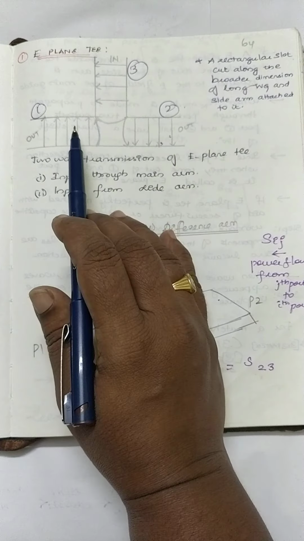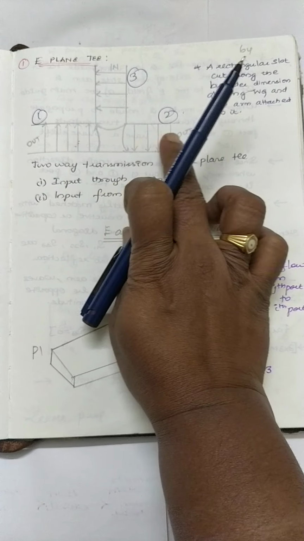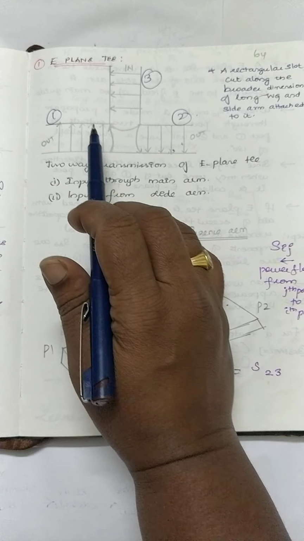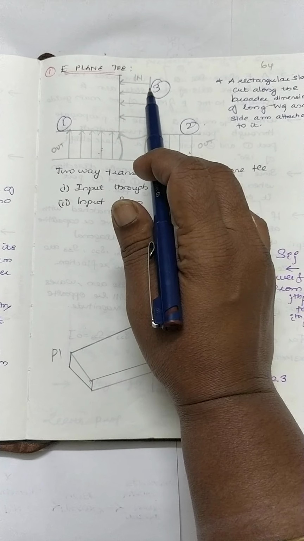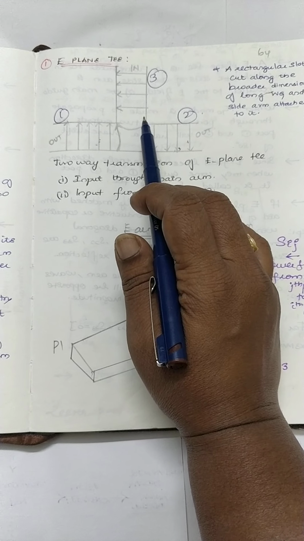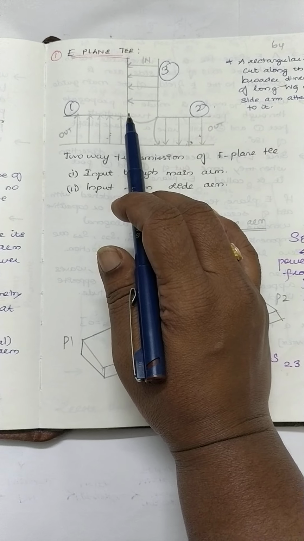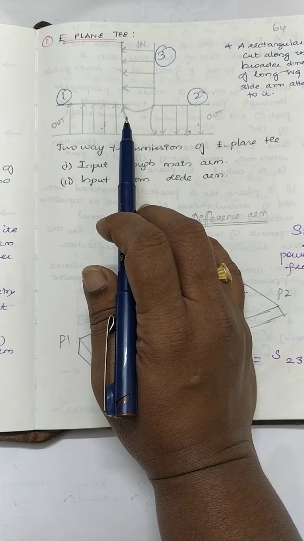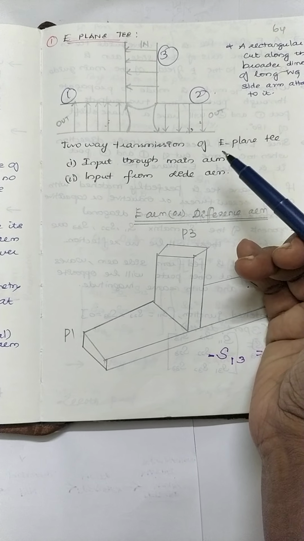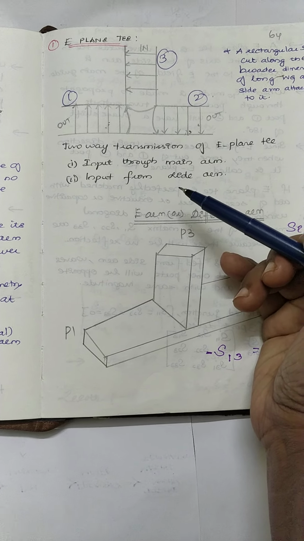Now imagine this is a rectangular waveguide. A rectangular waveguide is cut along the broader dimension. Another waveguide is inserted. Then it is forming an E-plane T. The transmission of the electromagnetic wave can be either through the main arm or through the side arm.